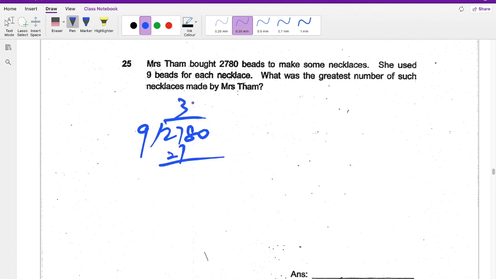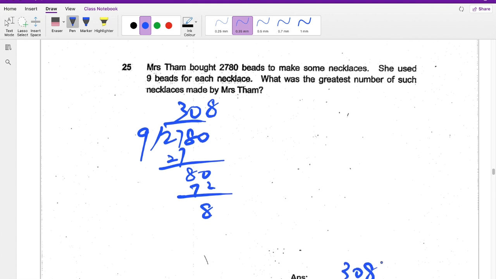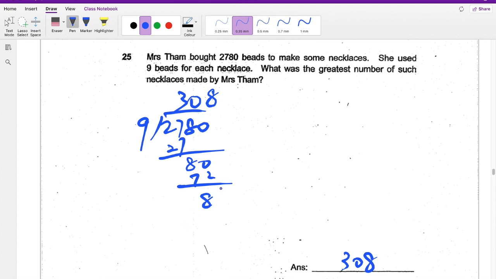27. 8, cannot divide. 0. If we 9, 9, 9, 81 cannot. 8. 72, 8. So we can have 308 necklaces, while she has 8 beads left, which cannot be used to make a necklace. So she can only make 308 necklaces. So sometimes we need to omit the remainder, or sometimes we need to add it up to the total. So it all depends on the situation whether we need to include it into the total.